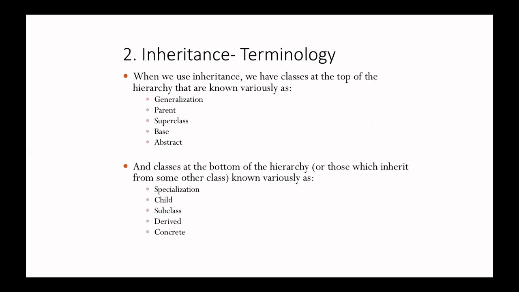Now moving to the inheritance. Inheritance terminology. When we use inheritance, we have classes at the top of the hierarchy that are known variously as generalization, parent, superclass, base, abstract. And classes at the bottom of the hierarchy, those which inherit from some other class, are known variously as specialization, child, subclass, derived, and concrete.